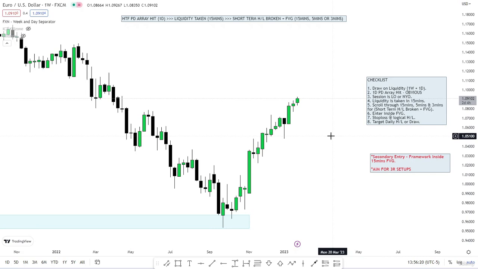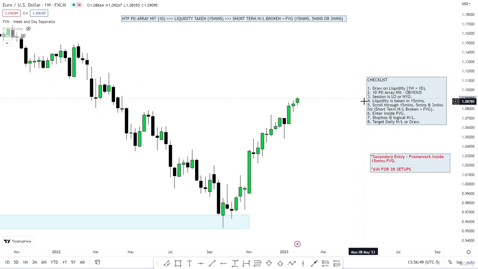So then after you have that obvious 1 day PDRA, you want to make sure that you're in a session, either London session or New York session. And then you want to see liquidity taken in 15 minutes, in the opposing direction of the draw. So if it is bullish, you want to see sell side liquidity being taken out. If it is bearish, you want to see buy side liquidity being taken out, obviously.